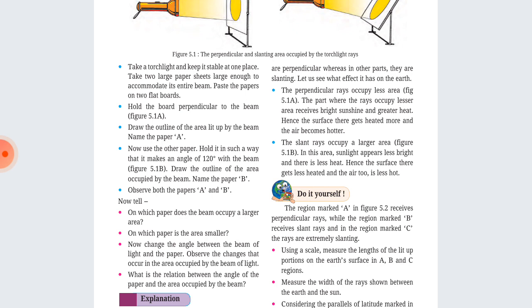The perpendicular rays occupy less angle, less area, figure 5.1a. The part where the rays occupy lesser area receives bright sunlight and greater heat. Hence the surface there gets heated more and the air becomes hotter.